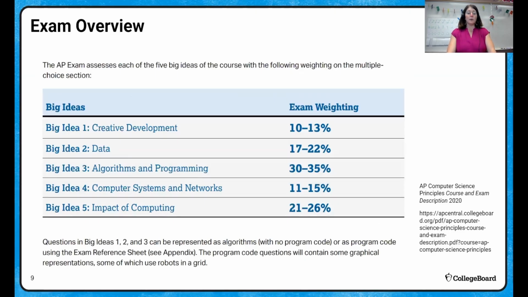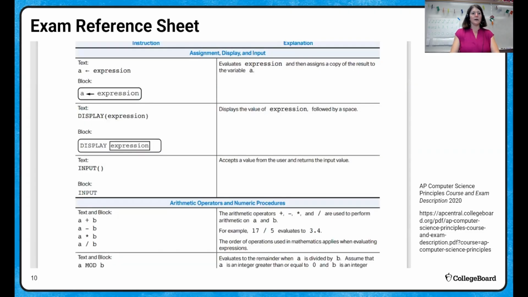Here, it gives you a breakdown of about how much percent each of the big ideas count on this multiple choice. So the 5 big ideas are creative development, data, algorithms and programming, computer systems and networks, and impact of computing. So today, as we said, we're focusing on the first one, which is creative development. So you see it is 10 to 13% of the exam weighting. So you can find this all on the College Board website, but here is a detailed layout.